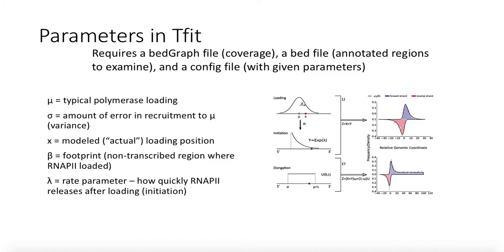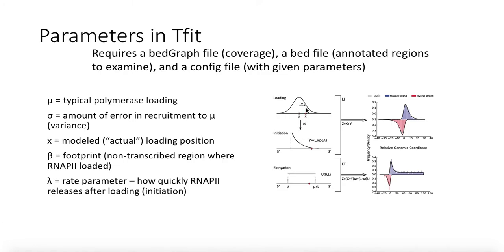All right, so Tfit requires a bed graph or a coverage file, a bed file with annotated regions, such as the Fstitch output, and a config file that specifies all these different parameters for modeling, which can be unique to each experiment. So polymerase isn't always going to behave the same under each permutation and in each experiment. So mu here represents the typical loading position for polymerase. So let's say we have a peak here. Mu might be right in the middle. So that's where polymerase should typically load.